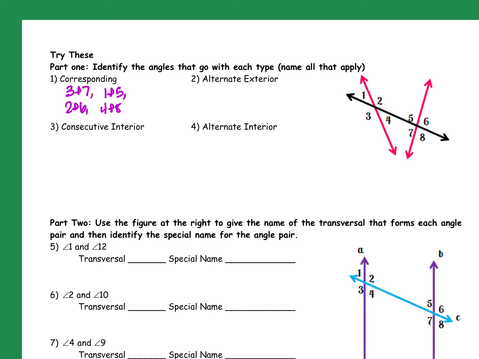Wait, alternate, right? Alternate exterior. Not 1 and 3. 1 and 7. Would it be 1 and 7? Both 5 and 7 are on the inside. 8. There you go, 1 and 8, beautiful. 1 and 8, right? So 1 is on the outside here, and 8 is on the outside here. 3 and 6. And then 3 and 6, good. Okay, consecutive interior.